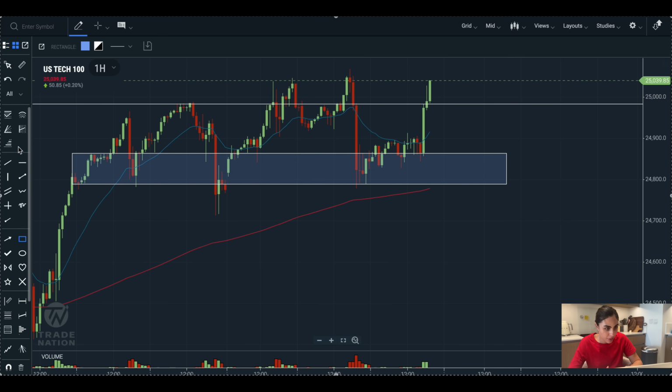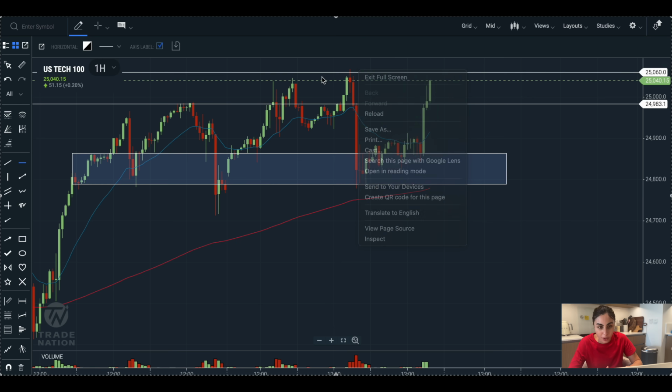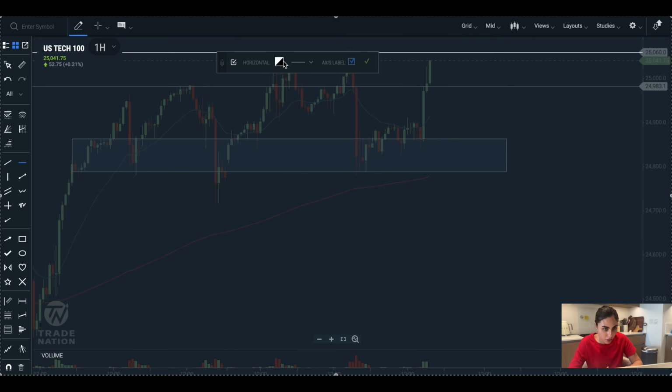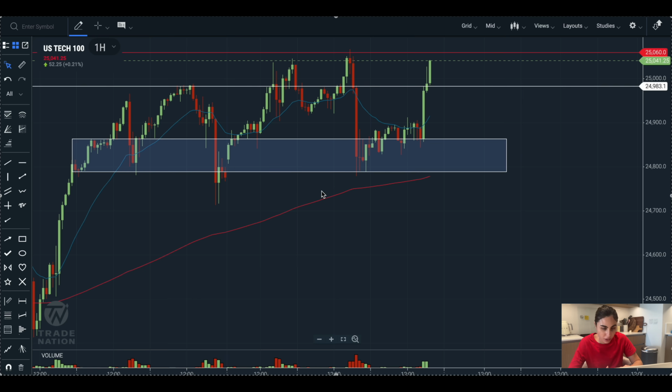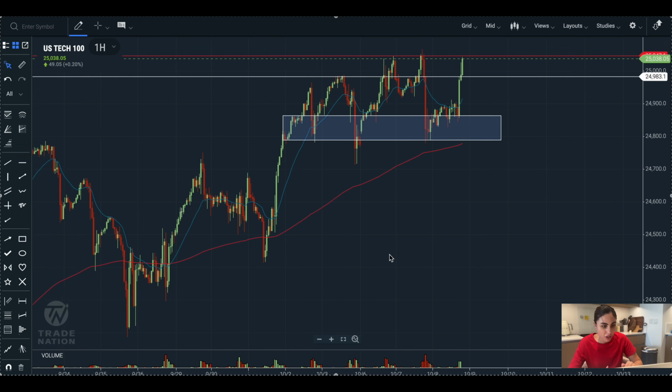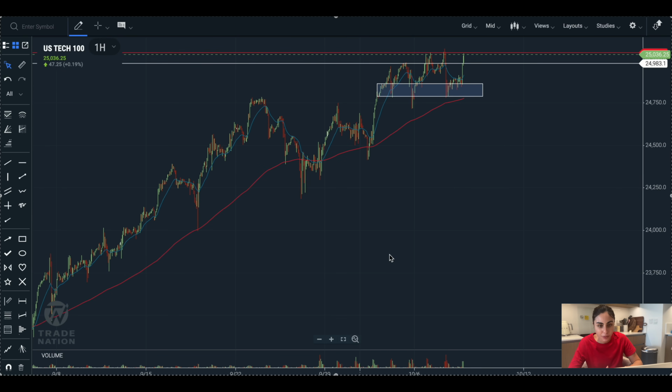And then I'm actually going to draw my resistance level now, as this resistance level could be our new support if it doesn't pull back. So let's just put our resistance level just over here. Okay, and if you zoom out, clearly you can tell that there is an uptrend.